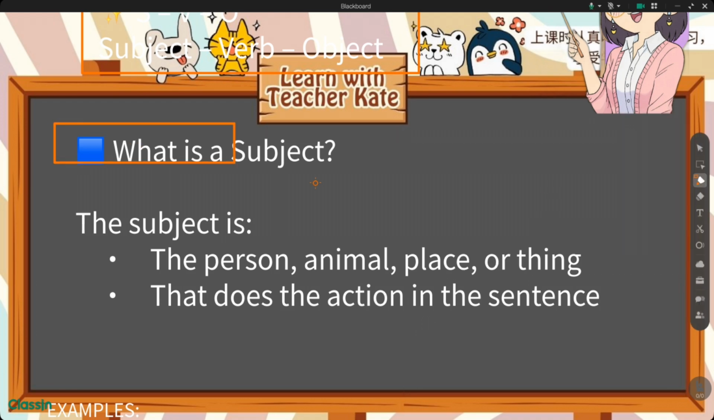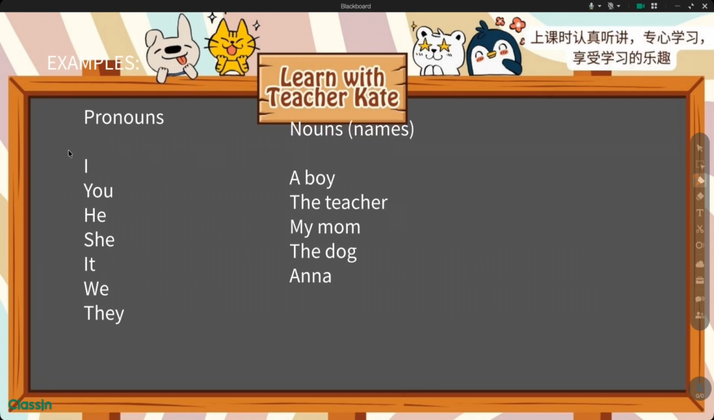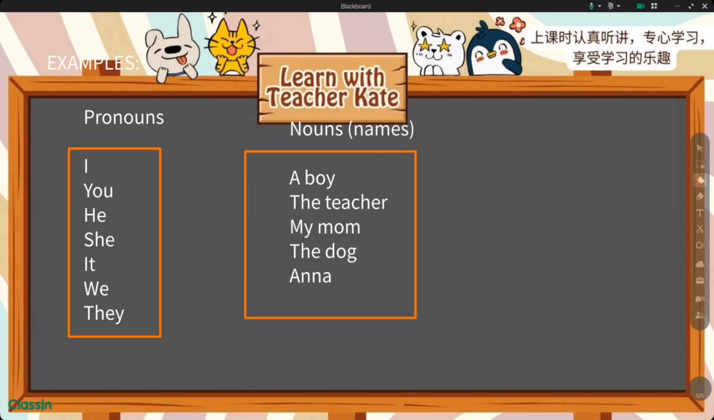So, what is a subject? The subject is the person, animal, place, or thing that does the action in the sentence. Remember, a subject answers the questions who or what in a sentence. And the subject usually comes first. Every sentence needs a subject. Let's check some examples. I, you, he, she, it, we, they. And the nouns: a boy, the teacher, my mom, the dog, Anna.